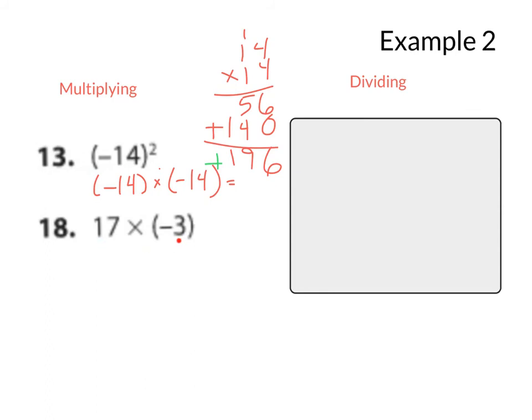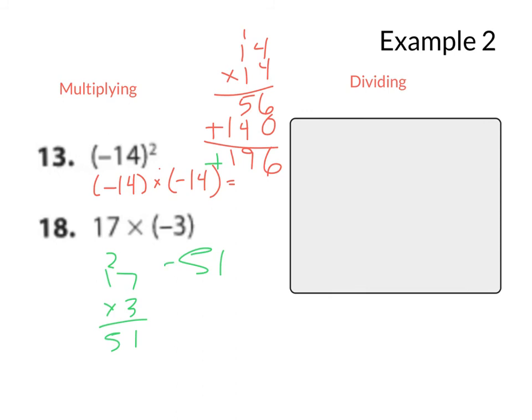Next, 17 groups of negative 3. That will be going negative 3 backwards 17 times, which is backwards a lot. I need to find out what 17 times 3 is. 51, and there's only one negative sign, so that's backwards 51 is my answer.